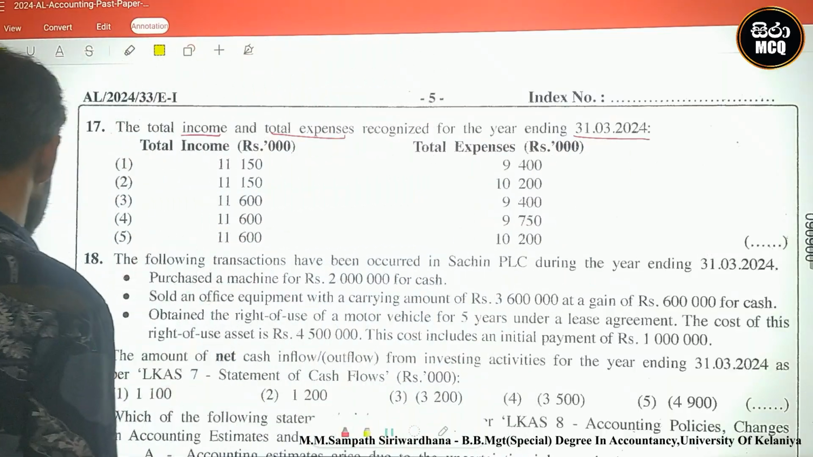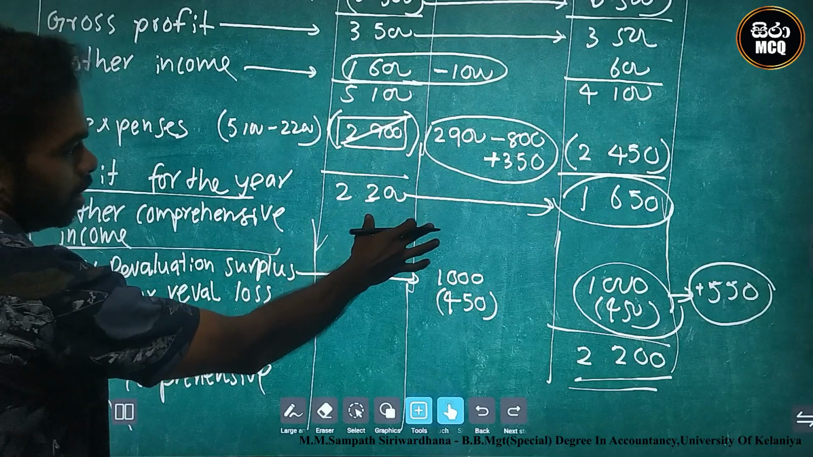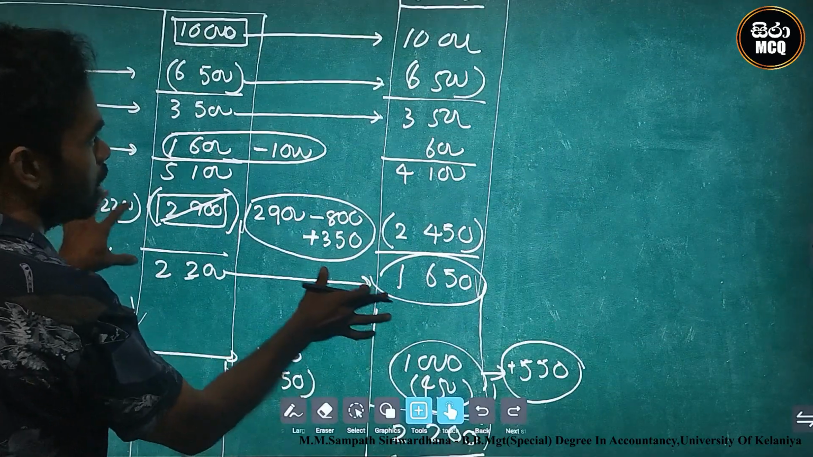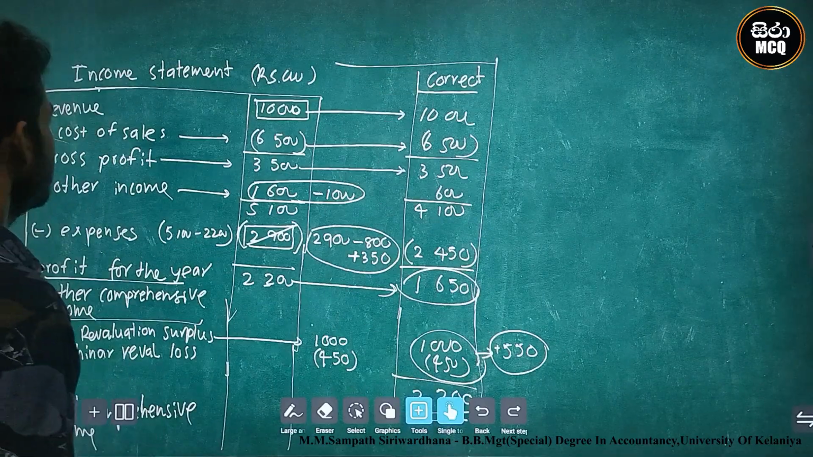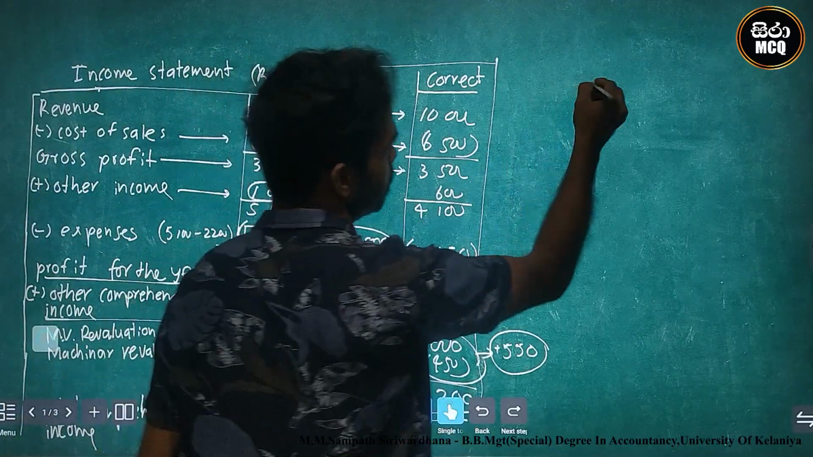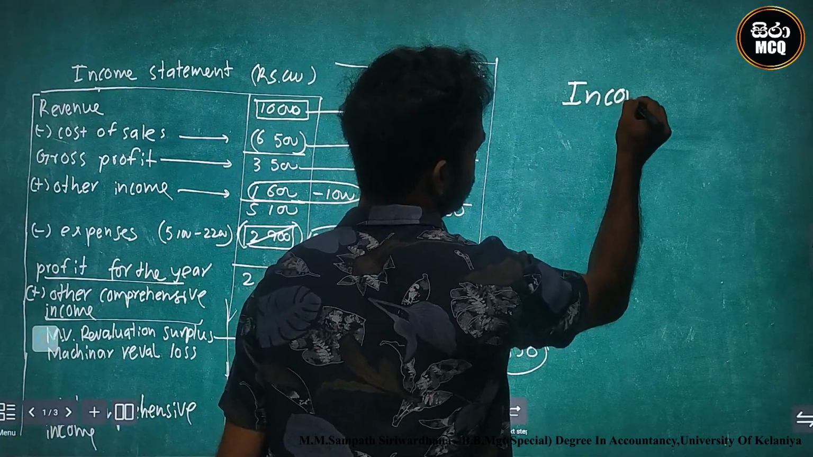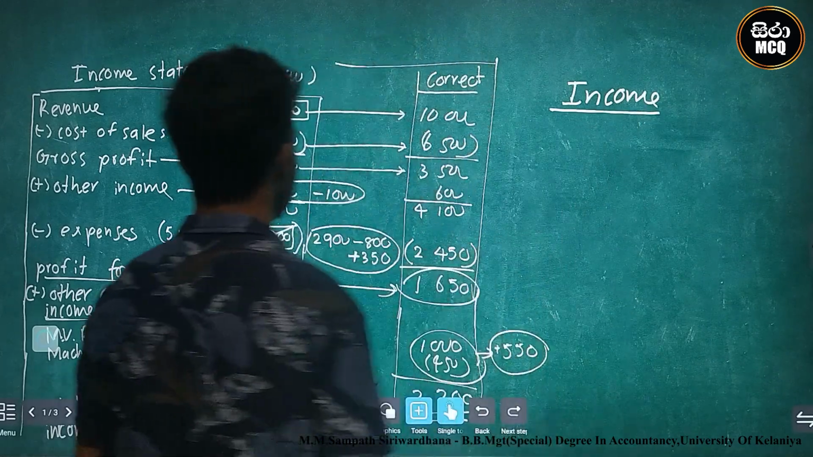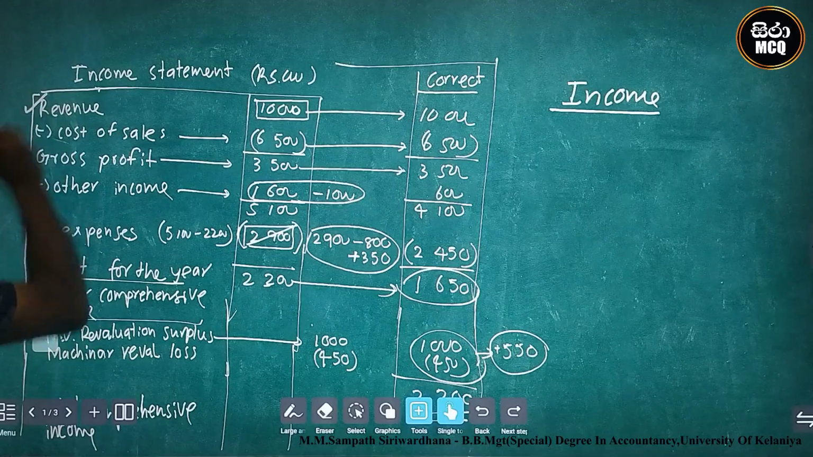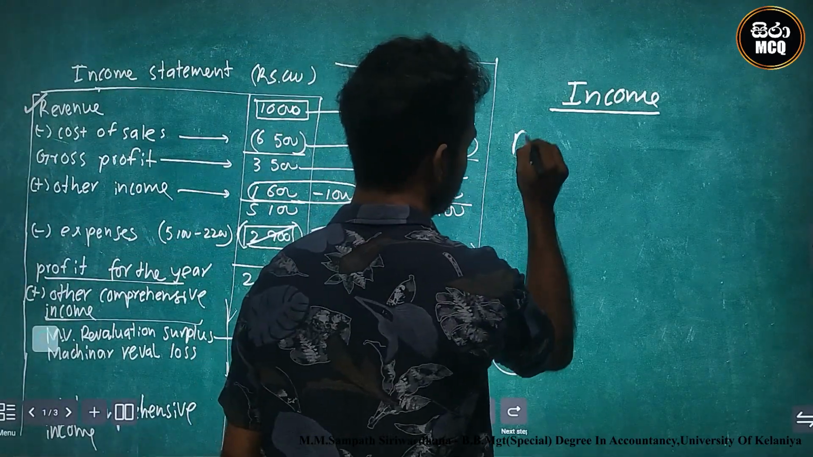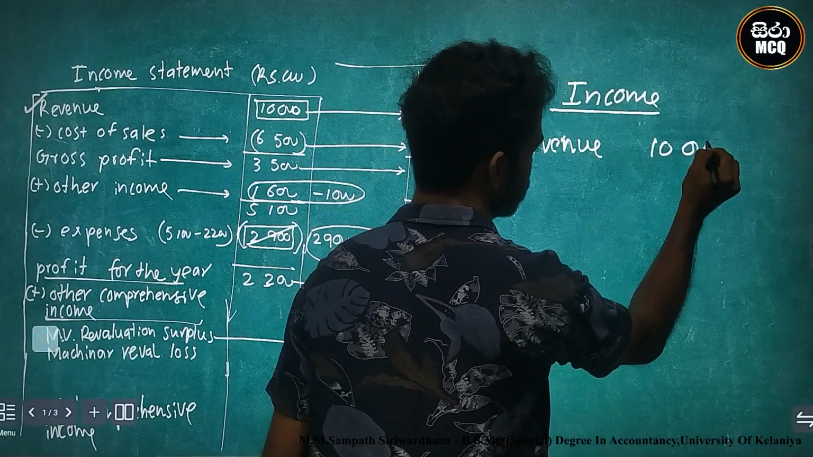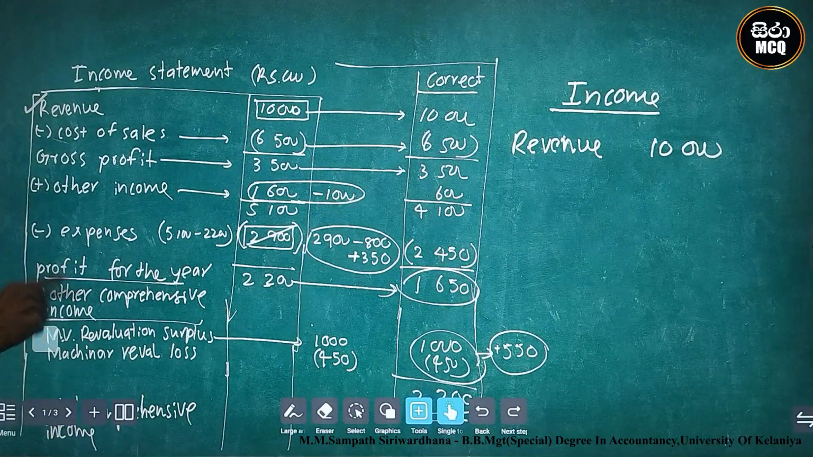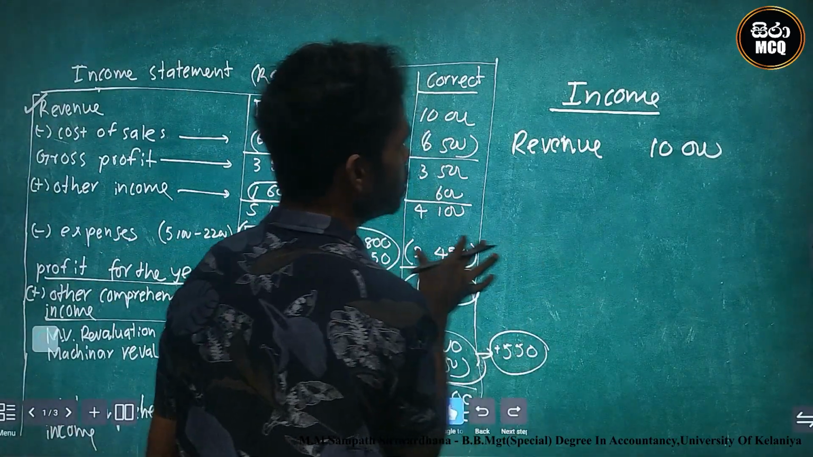Total income and total expense. Look here, I use the income statement. Based on that, I prepare income and expenses separately. Firstly, I identify the income. What are the income? Firstly, we can identify the revenue as income. This revenue is 10,000.